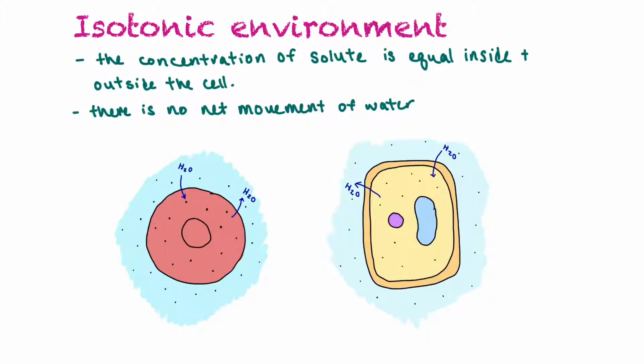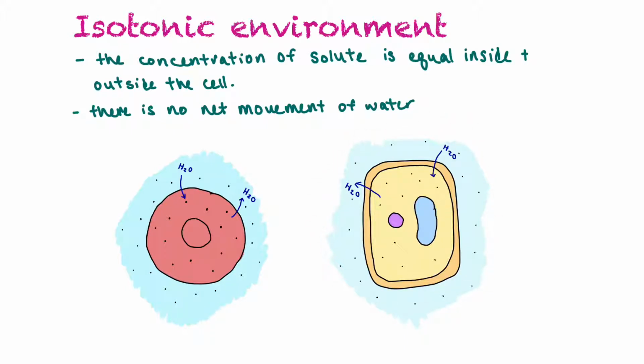So our first type of environment is isotonic. So the concentration of the solute is equal both inside and outside of the cell. So there's no net movement of water in this case. So there's two different examples of cells here. This would be a red blood cell, and this would be a plant cell.